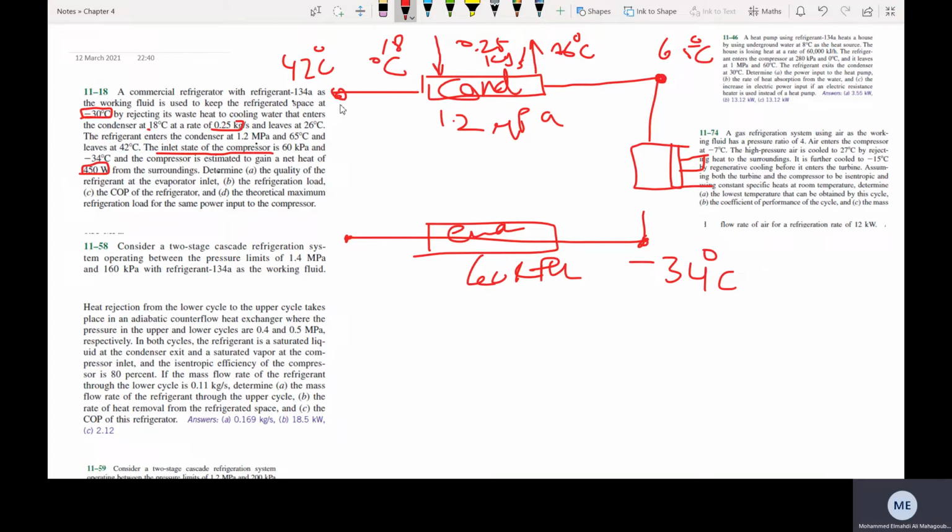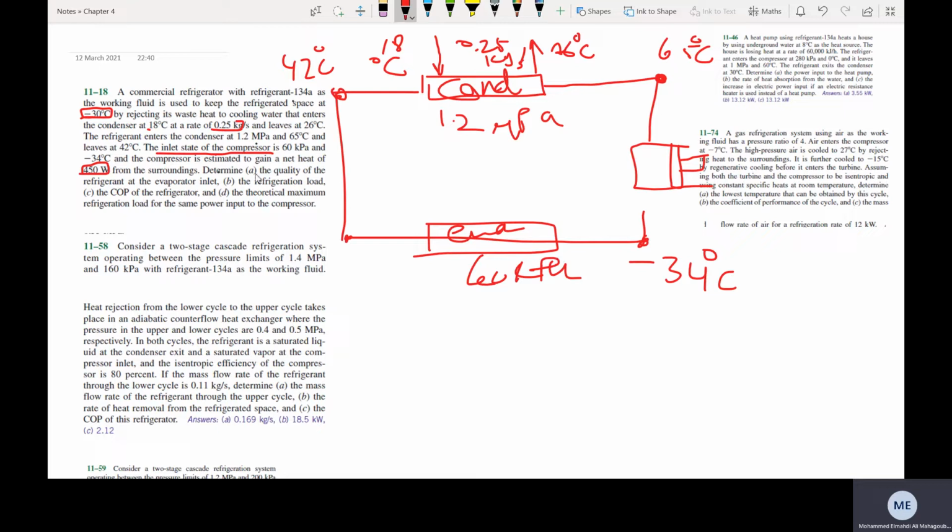Now determine the quality of the refrigerant at the evaporator inlet, the refrigeration load, and also the COP of the refrigerator, and the theoretical maximum refrigeration load for the same power input to the compressor. Of course you will have constant h and the pressure is the same.